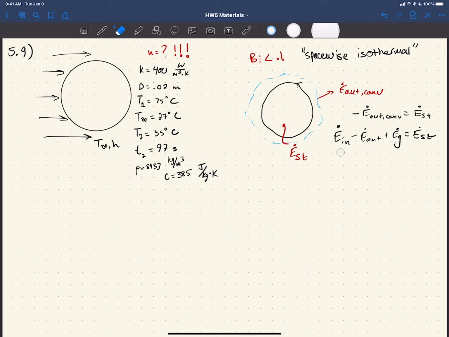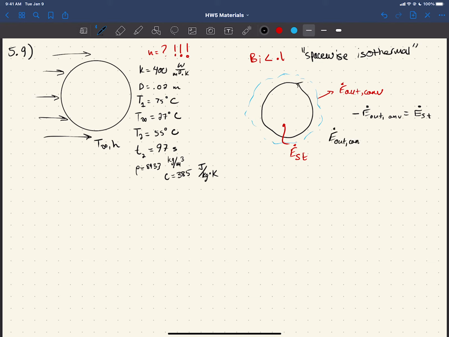Start here if you don't understand, if it doesn't jump right out to you how I'm jumping right to here. Don't just jump right to here and get into a bad habit of not really understanding things, because then you'll get burned on the next test. Pun intended. Okay, so E dot out convection.